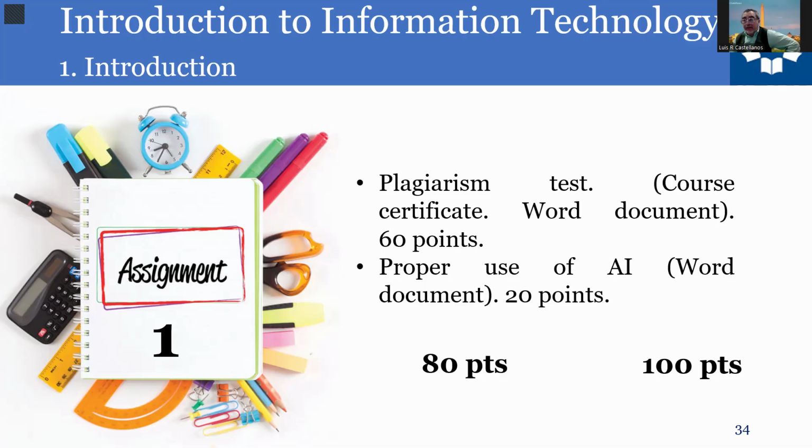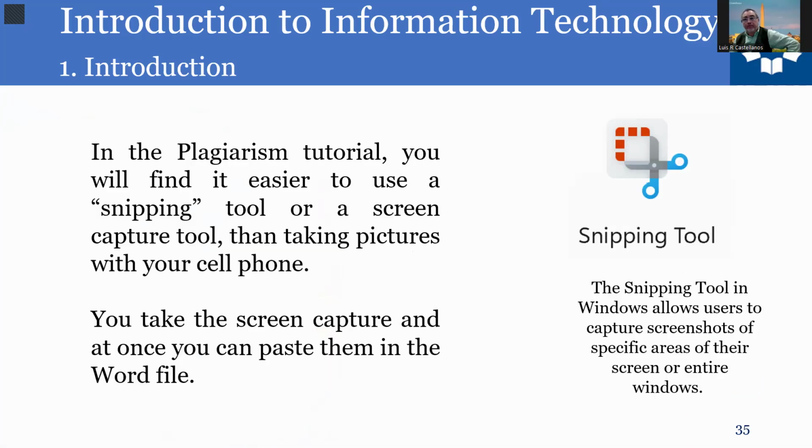On the other hand, you have the proper use of AI paper. You have to read the instructions over there, and the things that you have to come up with on the AI department. So that's 80 points, and added to the 20 that we had in the previous slide, that's 100 points.